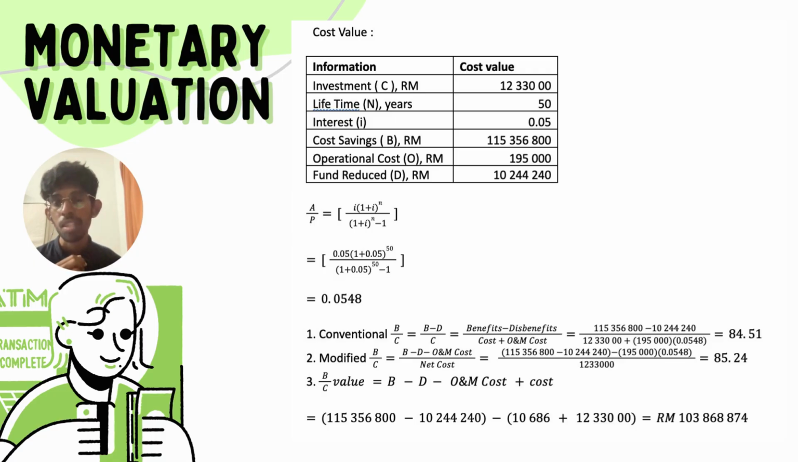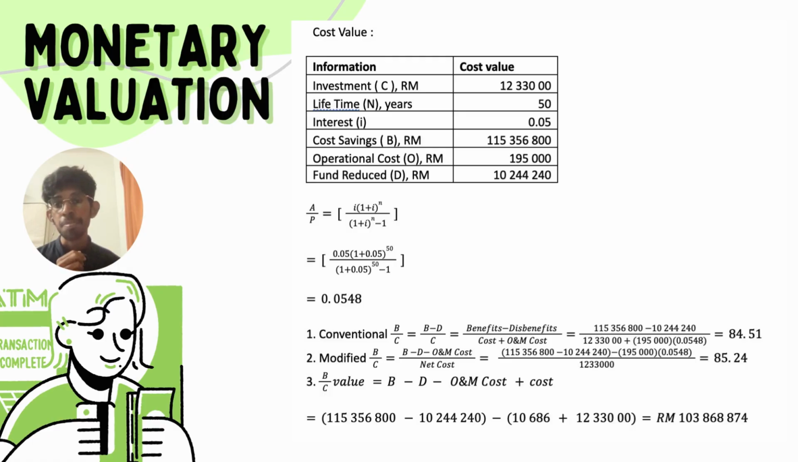Now, the decision guideline. If B over C is greater than or equal to 1, then the project is accepted. If B over C is less than 1, the project is rejected. The ratio is called the conventional B over C ratio, and all these terms are in present worth or annual worth. The formula is B over C equals B minus D over C minus S, where B is denoted as the benefit, D is the disbenefit, C is the cost, and S is the salvage.